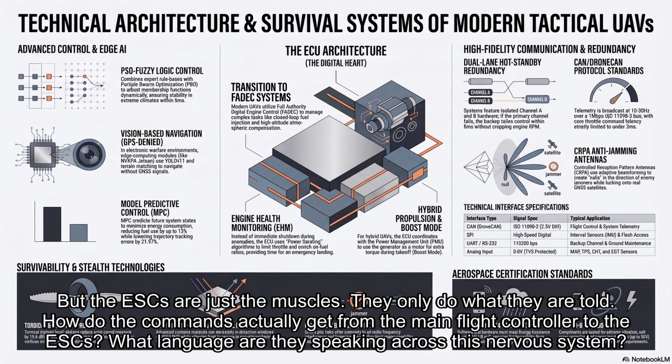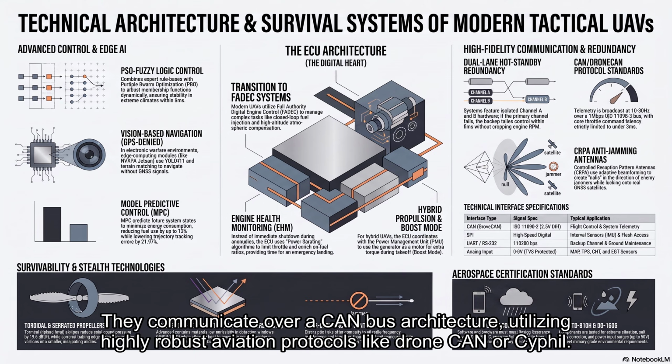But the ESCs are just the muscles. They only do what they are told. How do the commands actually get from the main flight controller to the ESCs? What language are they speaking across this nervous system? They communicate over a CAN bus architecture, utilizing highly robust aviation protocols like DroneCAN or CIFL.